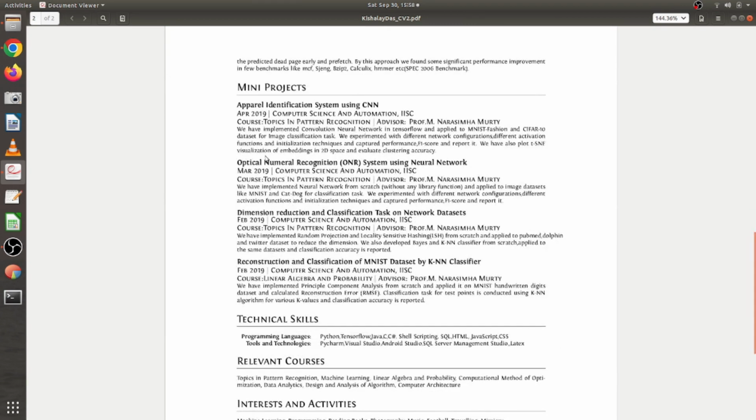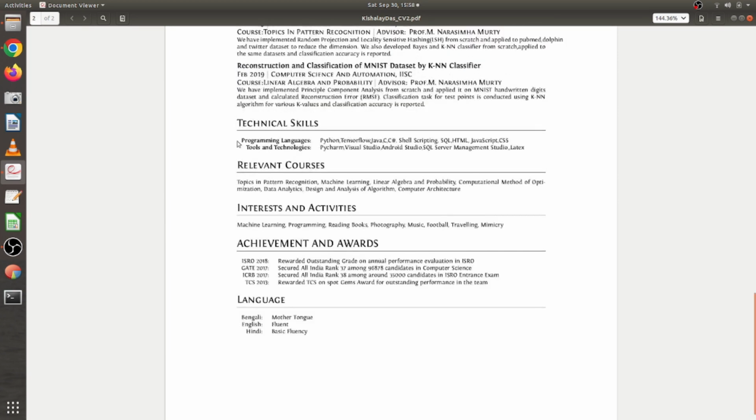And then I have several mini projects, kind of mini assignments or small projects that I have done in different courses. That also I have mentioned here: their title, who was the supervisor, and what was the course name. Everything again I have written in the mini project part. At the end, I have talked about technical skills and relevant courses. For programming languages, I have mentioned Python, C, C++, JavaScript, CSS, all of these things I know. And for tools and technology, I knew PyCharm, Visual Studio, Android Studio. These different tools I talked about.